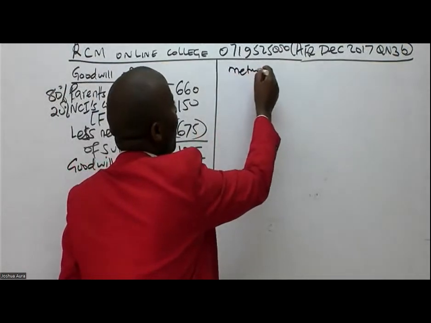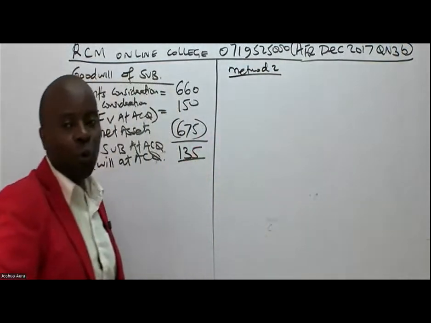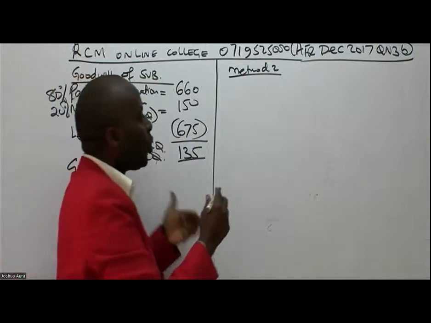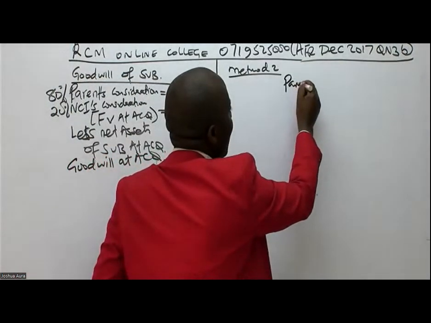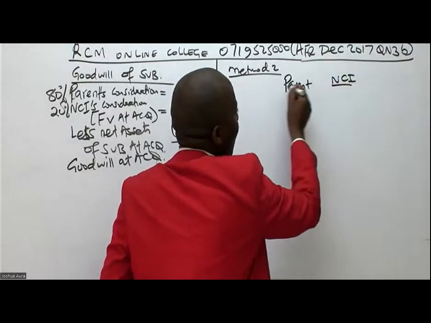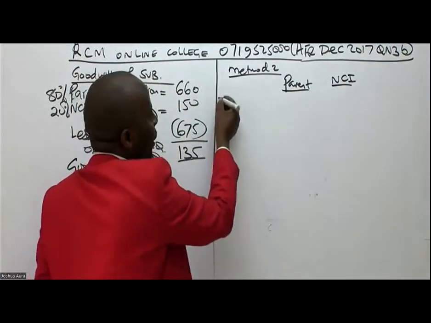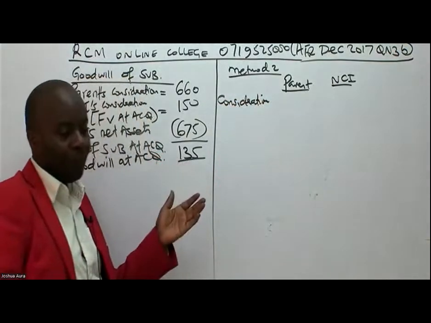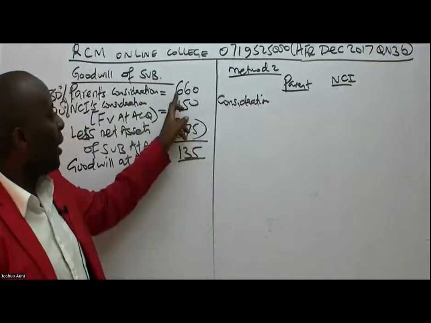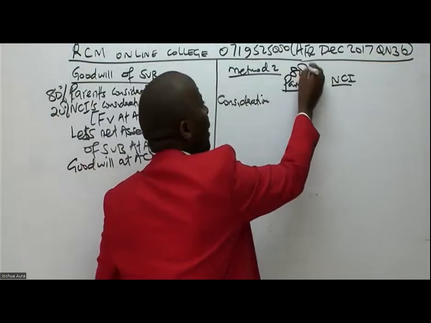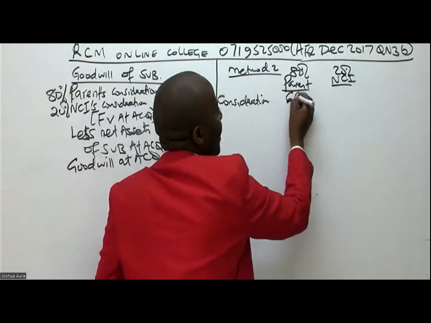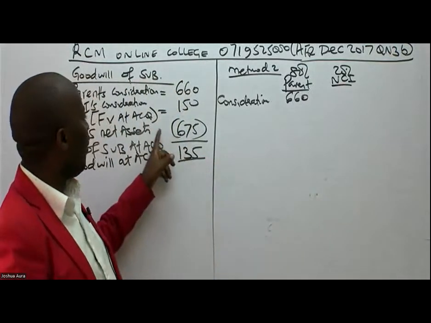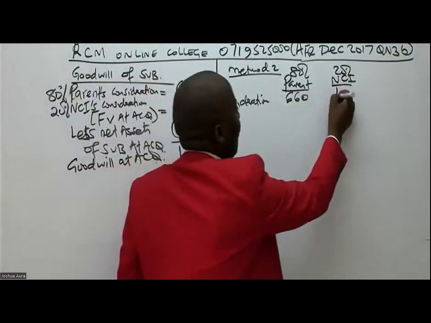Method number two would want to calculate the goodwill for the parent and the NCI separately. So separate the two stakeholders. We have here the parent company, and then we have here the NCI. We start right away with the consideration. You told me that the parent paid 660 for its stake, which is 80%. This is 20%. The parent paid 660, and the fair value of the NCI shares as at the date of acquisition was 150.